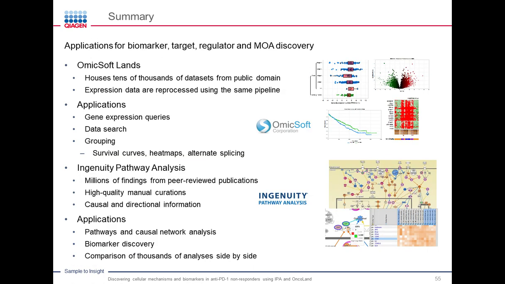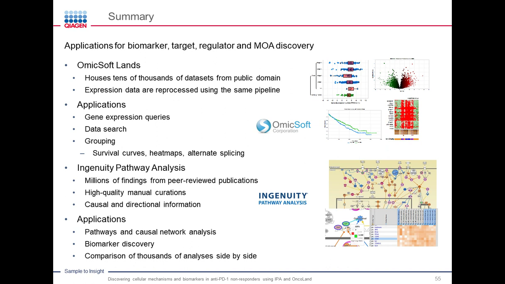So my overall summary would be that we looked at 2 different software and 2 different databases. One software was Oncoland from Omicsoft, and the other software was Ingenuity Pathway Analysis. To contrast the databases backing these 2 software, Oncoland's database has curation of actual NGS data, which is reprocessed using the same pipeline. And the user can manipulate this data to generate expression charts, volcano plots, survival curves, and the heat map that I'm showing you in the upper right-hand corner.